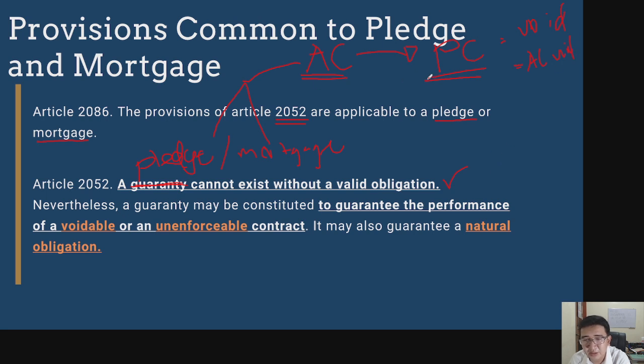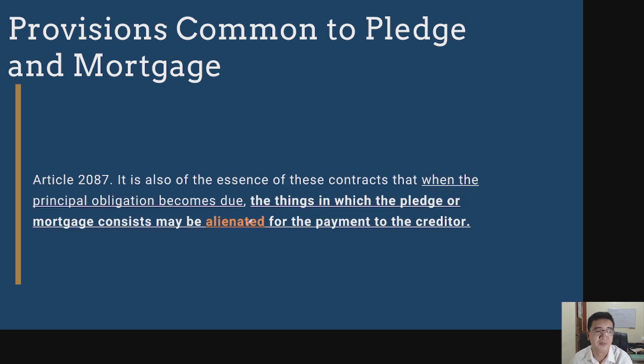But if the principal contract is merely voidable, unenforceable, or based on a natural obligation, the accessory contract will remain valid. Why? Kasi kapag voidable, it is valid until annulled; unenforceable is valid but not yet enforceable; and based on a natural obligation. Same concept under the guarantee.